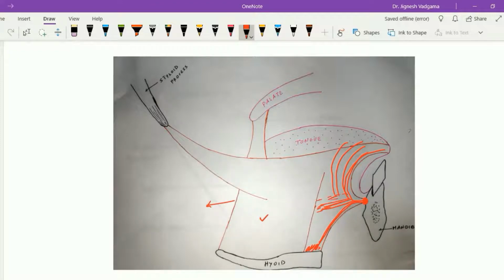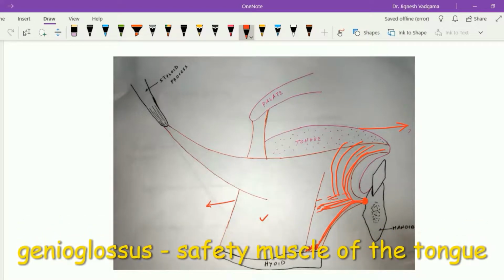And this muscle is responsible for the protrusion of the tongue when it contracts, and this protrusion leads to the prevention of the falling of the tongue to the oropharyngeal side, to the posterior side. So that's why this genioglossus muscle is also called the safety muscle of the tongue.